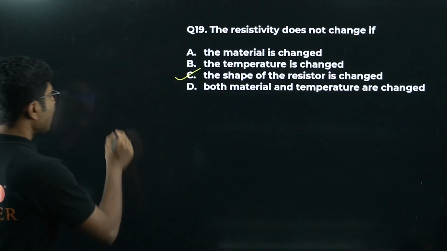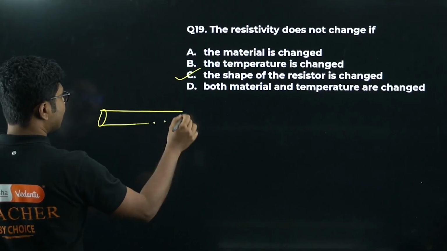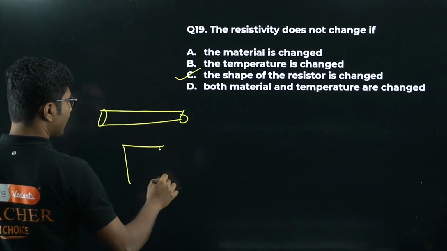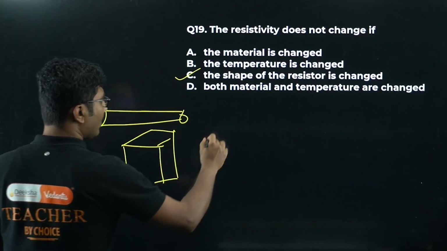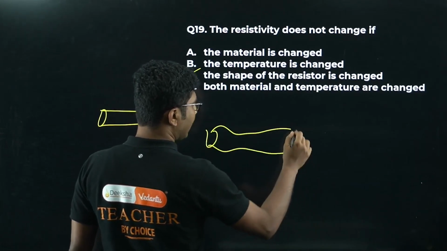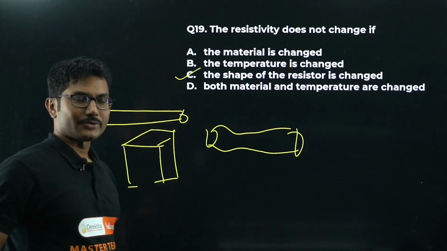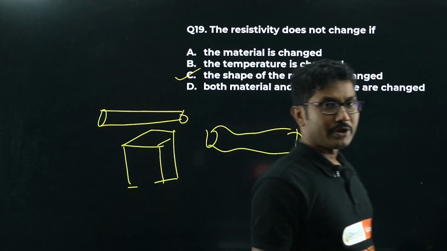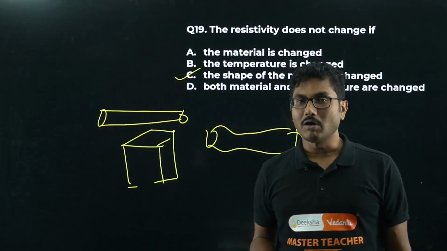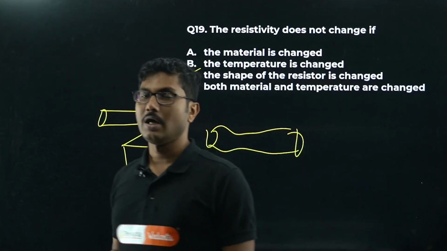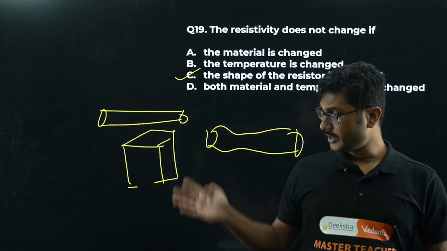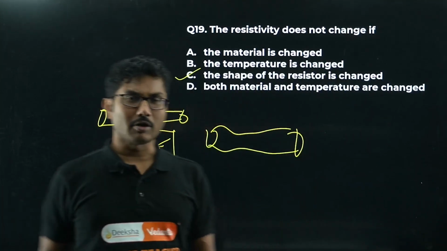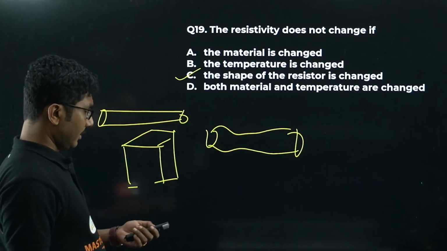It does not matter whether the wire is cylindrical or cubical, or any other random shape. It only matters whether you are using a copper wire or aluminum wire or iron wire, or whether you are using it at room temperature or a very cold temperature or very high temperature. Based on these two factors only it changes. It is independent of the shape of the conductor.